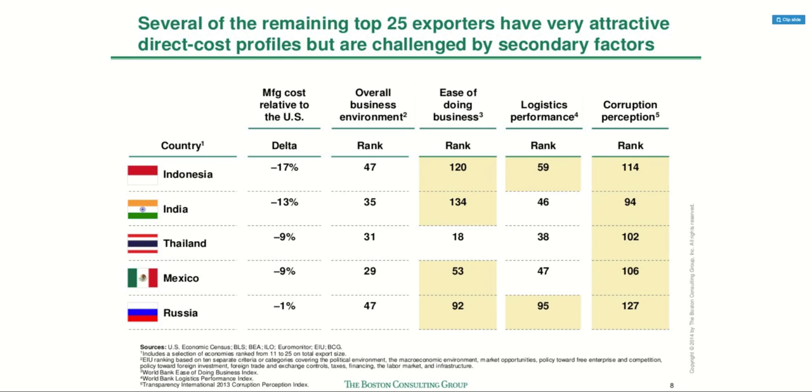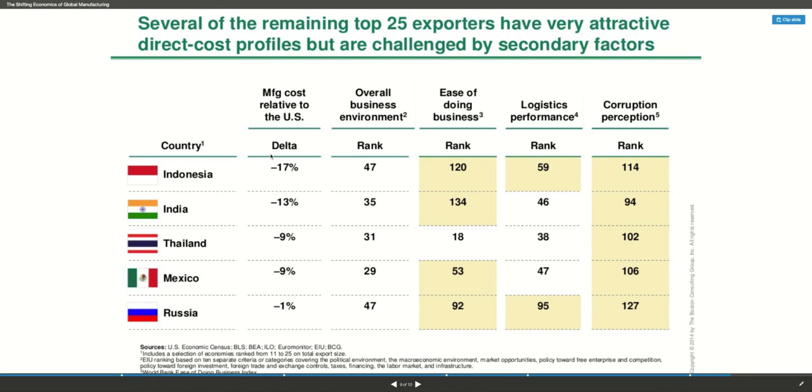Several of the remaining top 25 exporters have very attractive direct cost profiles, but are challenged by secondary factors. So let's see, what are the secondary factors? Direct cost profiles are attractive. So the manufacturing cost relative to the US is what it's saying.